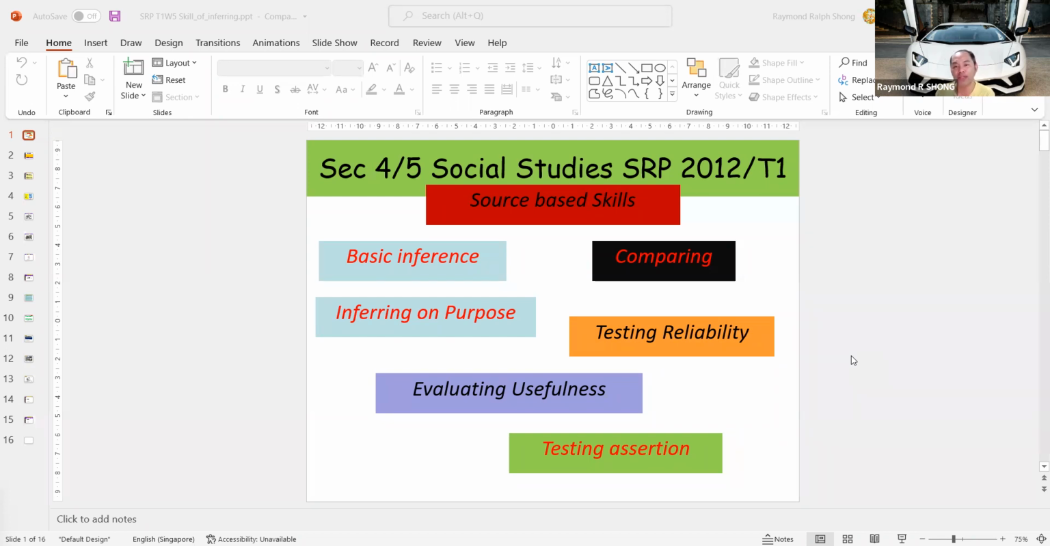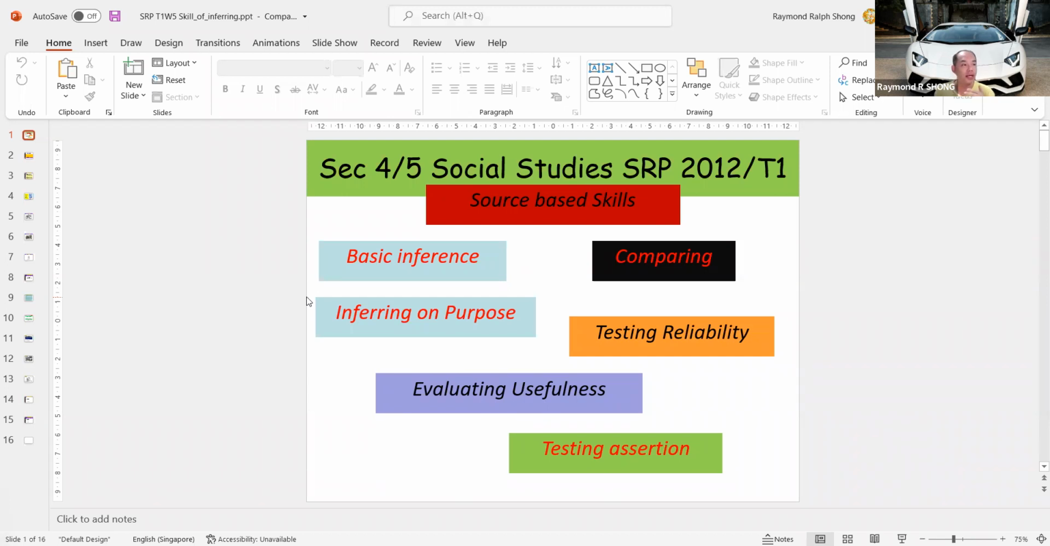First of all, we have these types of skills here, source-based skills. We have basic inference, inferring on purpose, comparison, testing reliability, evaluating usefulness, and testing assertions. So these are all the skills that you're going to use whether you're in SS or history. Definitely not much on the geography side. Okay, now move on to the next slide.